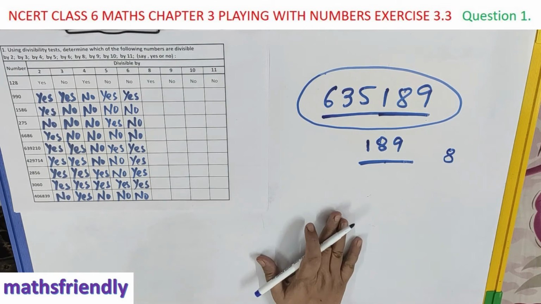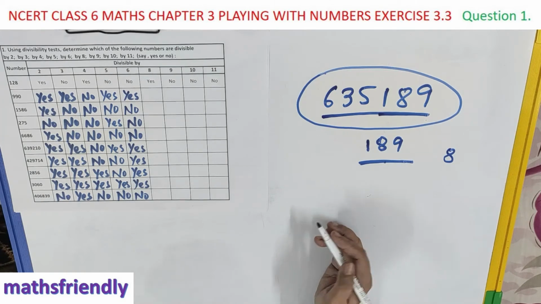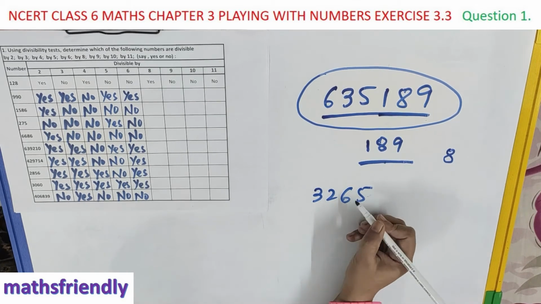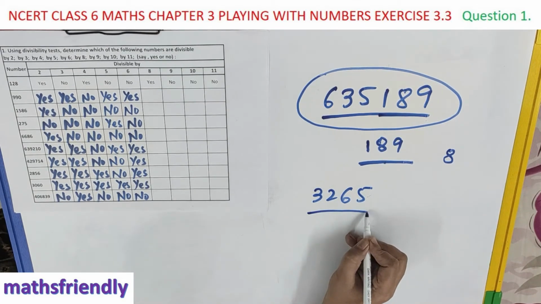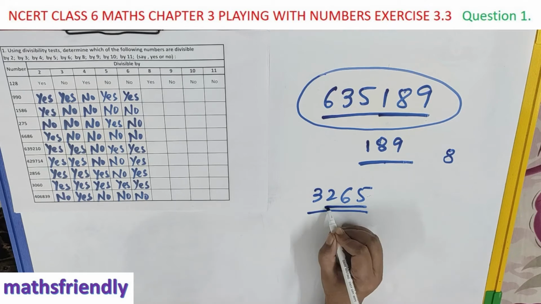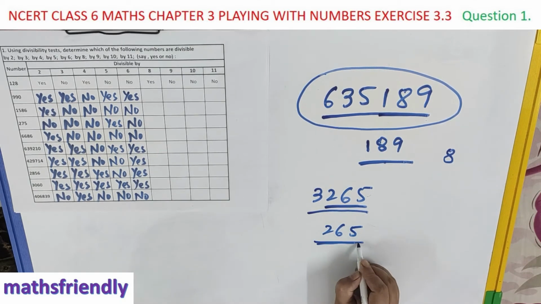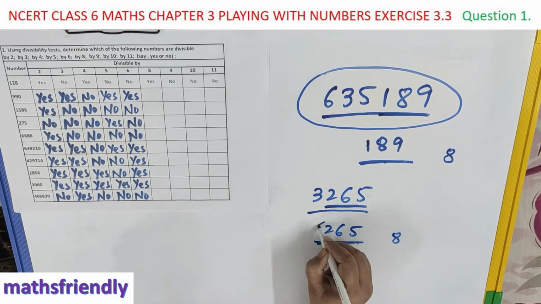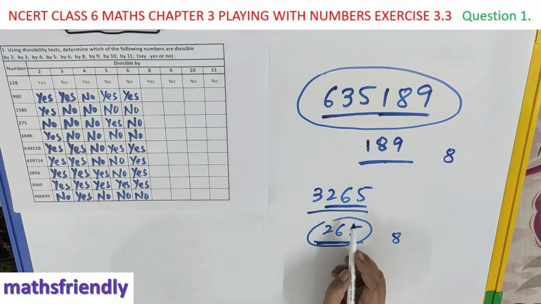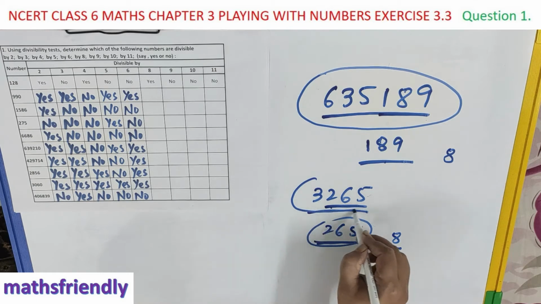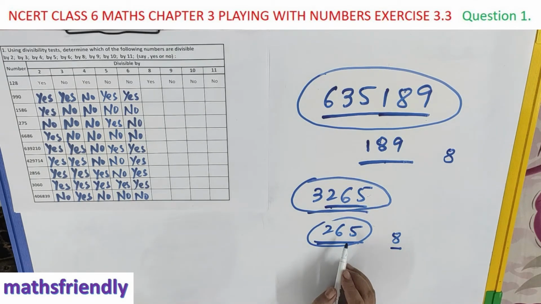Okay, so if a number has 4 or more digits, suppose there is a number 3265. Okay, this number has 4 digits. So, to check whether this number is divisible by 8 or not, we have to check the number formed by the last 3 digits, ones, tens and hundreds place. We have to check whether this number is divisible by 8 or not. If the number formed by the last 3 digits is divisible by 8, then the complete number is also divisible by 8.